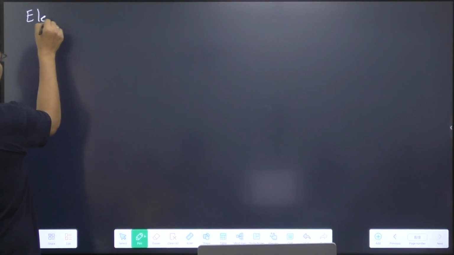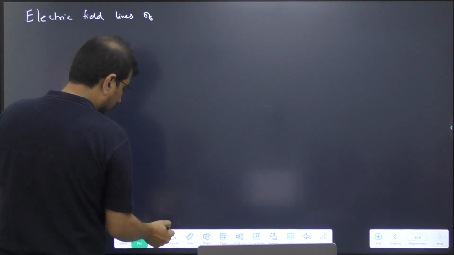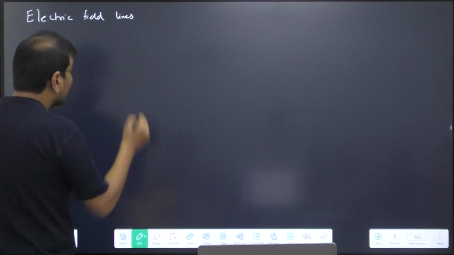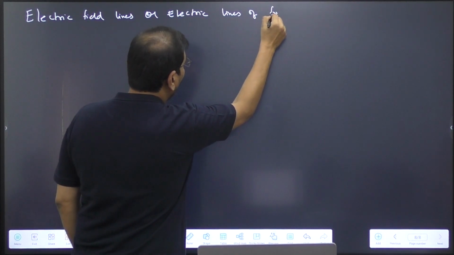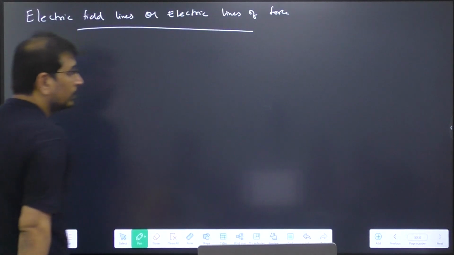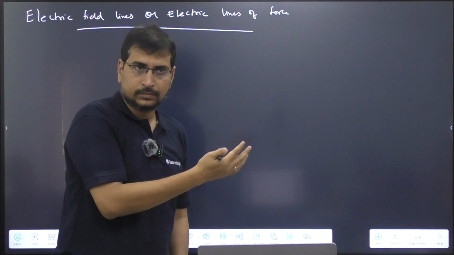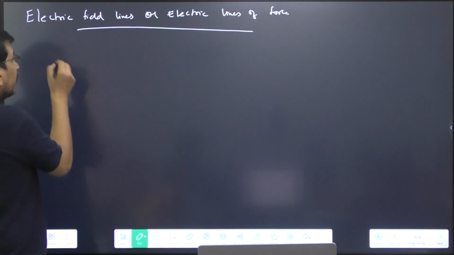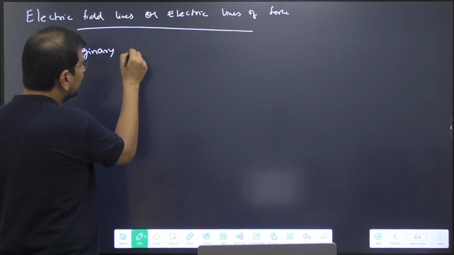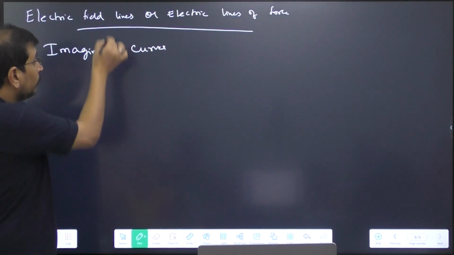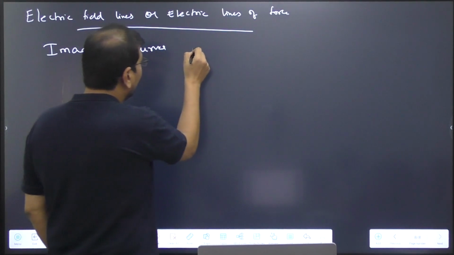Let's discuss the concept of electric field lines or electric lines of force. Right? So can you tell me what these electric field lines are? Are they real? No, right? They are imaginary. So imaginary lines or imaginary curves, can I say? Just because we use the word lines, it doesn't mean they are lines, they are actually curves. Right? Imaginary curves around the charge distribution.